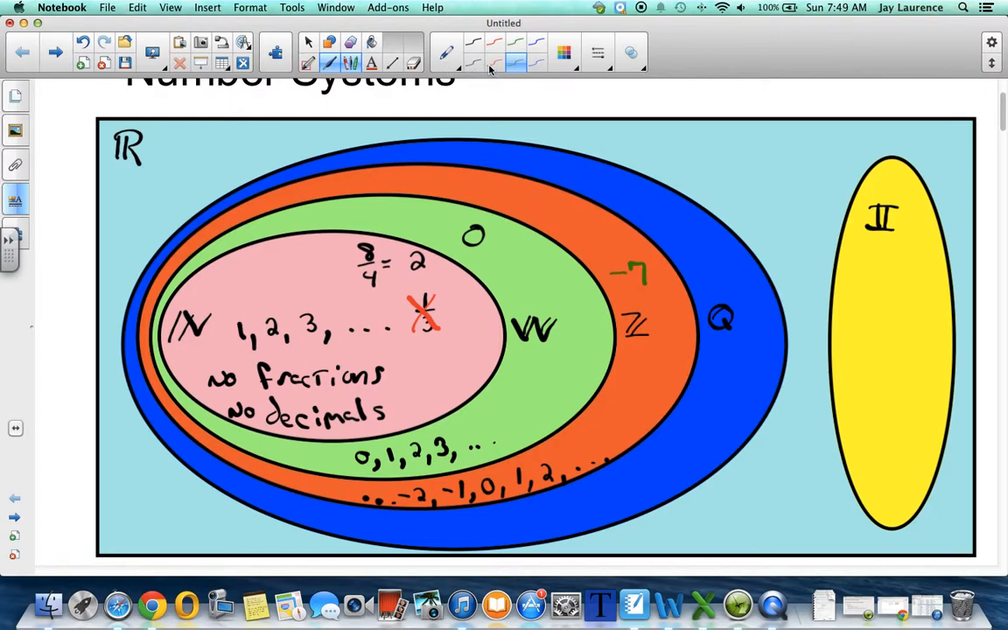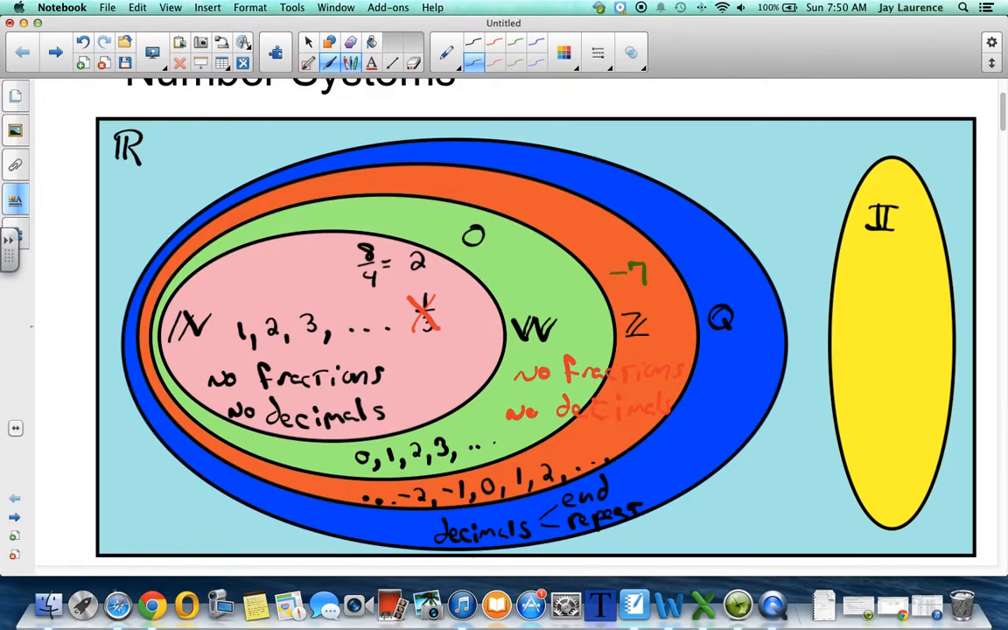Again, we still have no fractions and no decimals for these. And again, it's the ones that can't be simplified. Okay, if you want to say 7.0, but it simplifies to 7. All right, so no fractions and no decimals. Then we get to the Q, which is the rational numbers. And the rational numbers include everything you've seen before, plus decimals that either end or repeat.